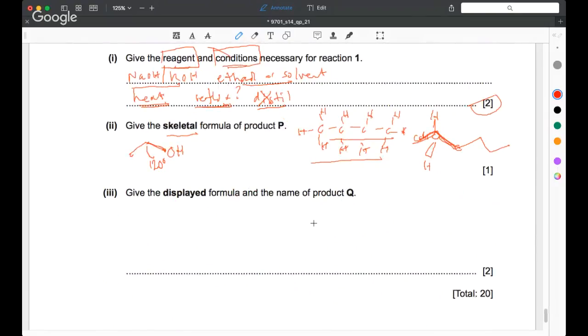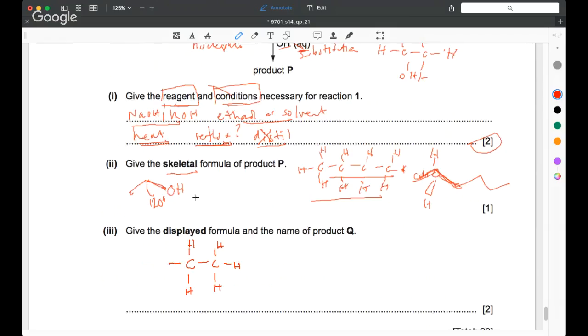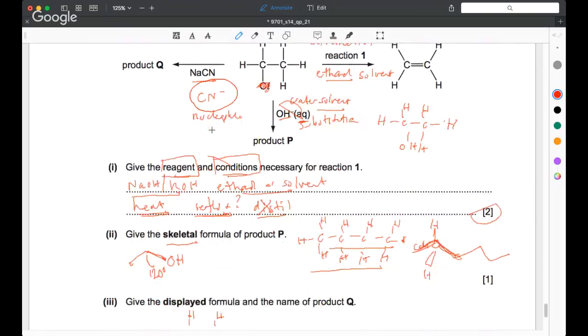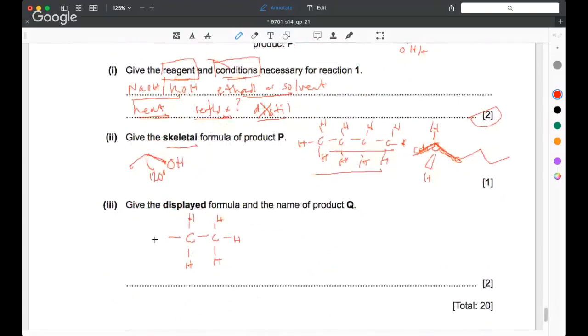Well, the displayed formula is explicit. It shows absolutely everything that's there. So we've got that. And then the chloride ion was substituted, wasn't it? And the use of this cyanide ion in organic synthesis is to extend the length of the carbon chain by 1. So here we're extending the length of the carbon chain by 1. There it is.